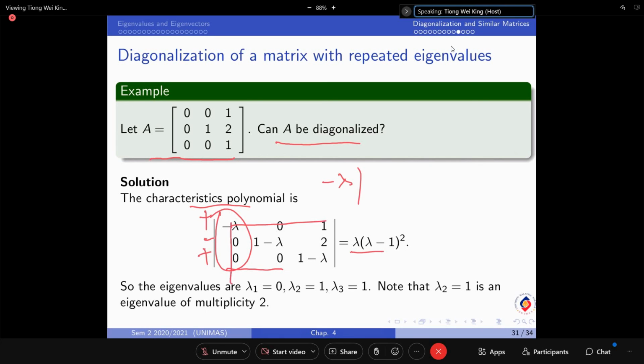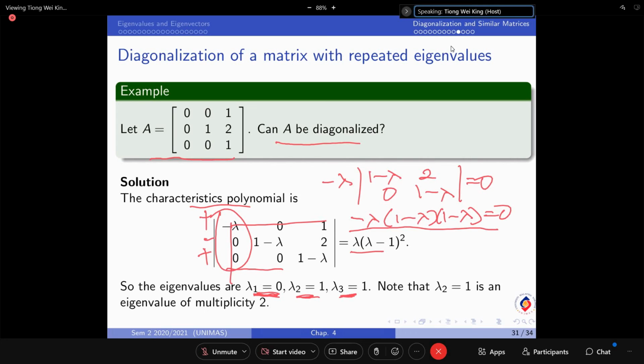So if you delete this, you will get 1 minus lambda, 1 minus lambda, 0, 0. This is 2. So basically you will get negative lambda times 1 minus lambda times 1 minus lambda. So from here you will get the first lambda equals 0, the second lambda equals 1, the third lambda equals 1. Again, we have a repeating eigenvalue 1, of multiplicity 2.